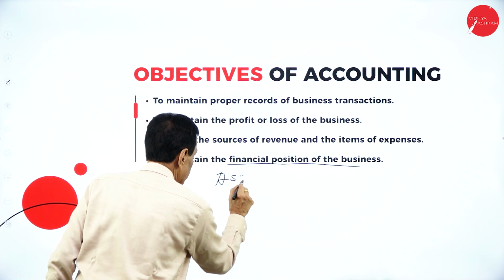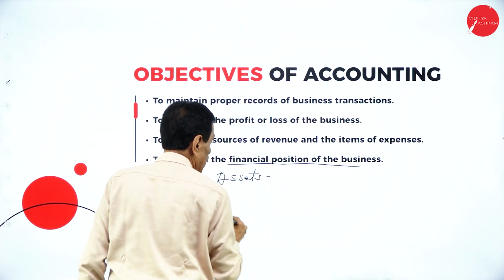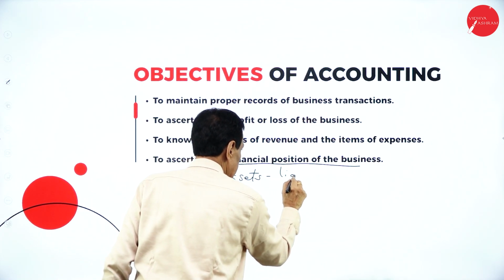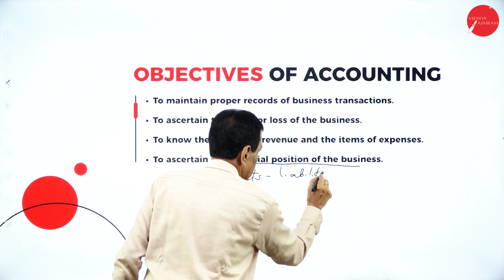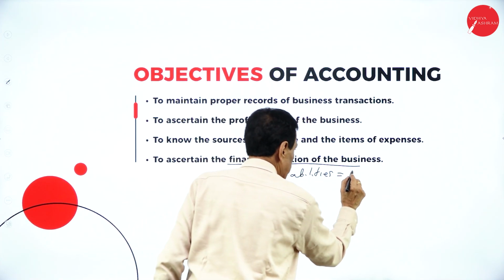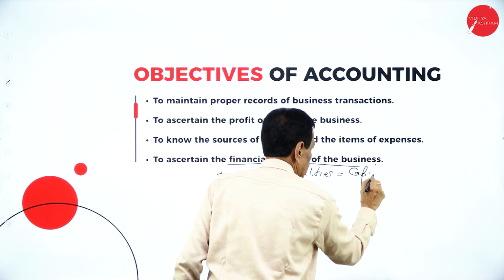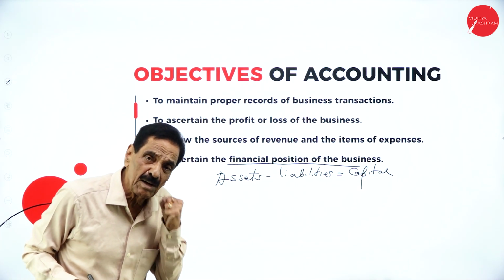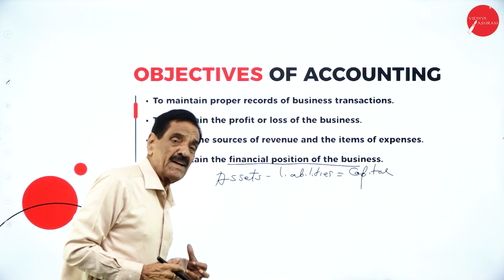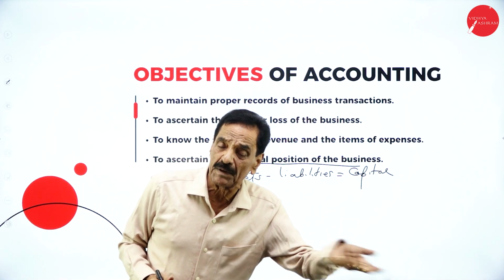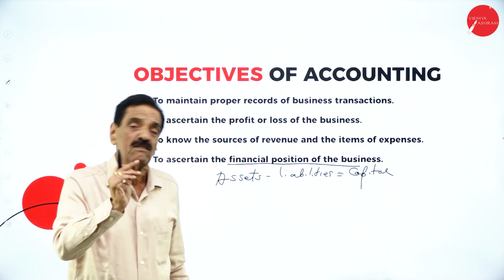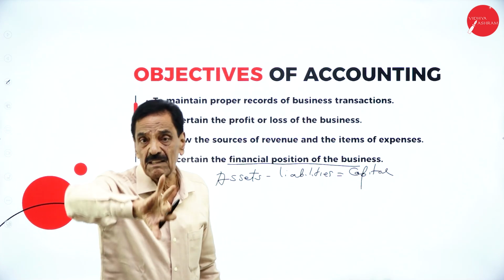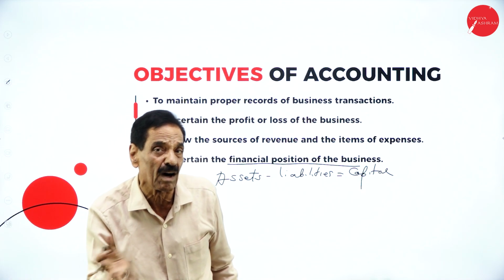Assets minus liabilities is equal to capital. This is your financial position. What does financial position mean? How much asset we are having, how much liability we have to pay, what is the capital at the end of the year. When you compare to last year, whether the financial position has improved or not, that we are going to find.